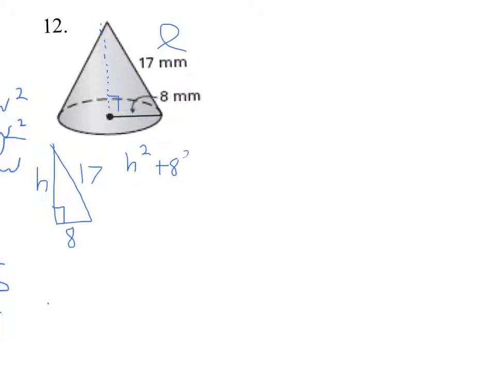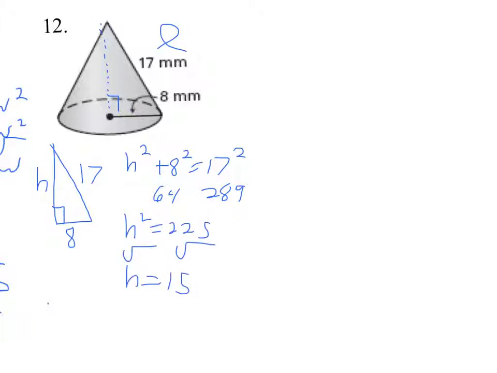H squared plus 8 squared equals 17 squared. 17 squared is 289. 8 squared is 64. If you subtract those, you get 225. That's very convenient because when you take the square root, it works out evenly to 15. So the true height is 15.